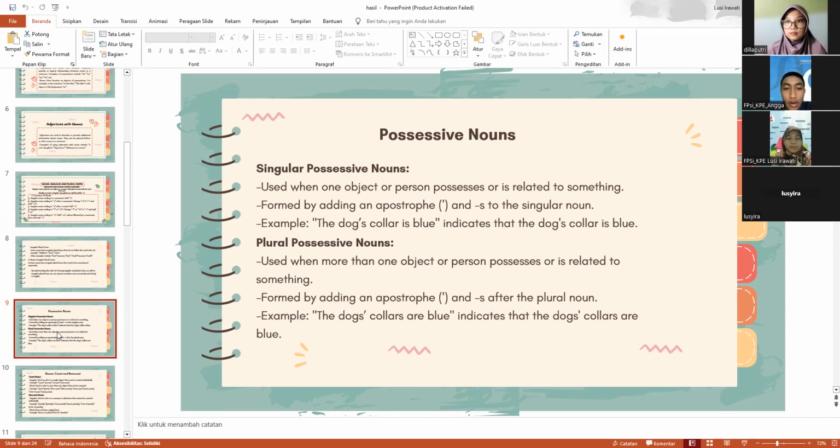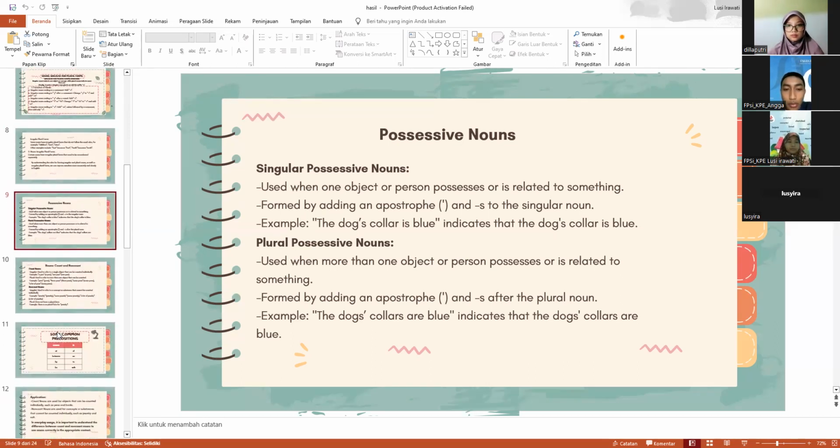Plural possessive nouns: used when more than one object or person possesses or is related to something. Formed by adding an apostrophe after the plural noun. Example: the dogs' color is blue. It indicates that the dogs' color is blue.